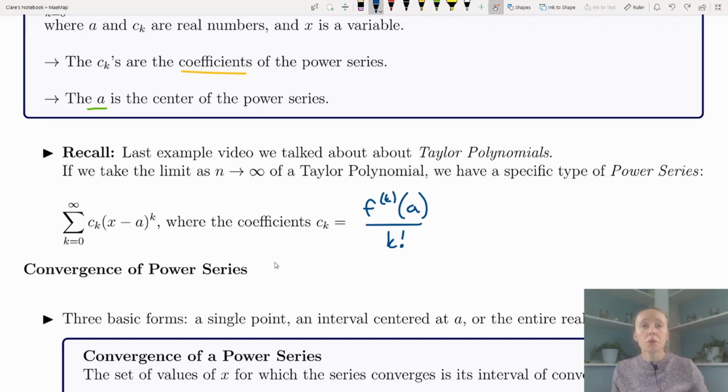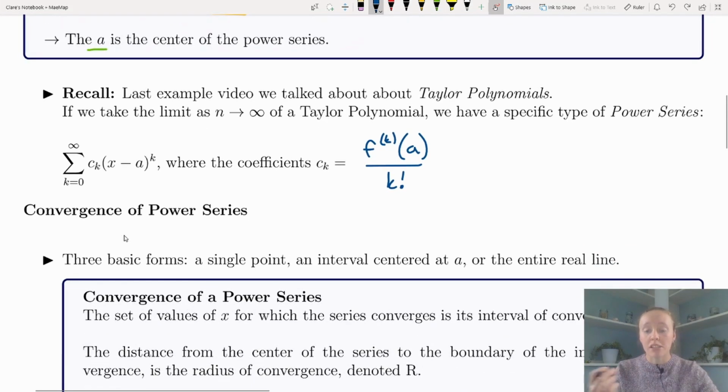Now, before, when we've talked about series, we've always cared whether they converged or diverged. But how do we tell that for a power series, where now we have some variable x involved as well? Well, for the convergence of a power series, there are three basic forms. We're either going to converge at a single point, converge along an interval centered about that a, or converge for the entire real number line, so for all real numbers. And again, x is going to really dictate where we're converging.